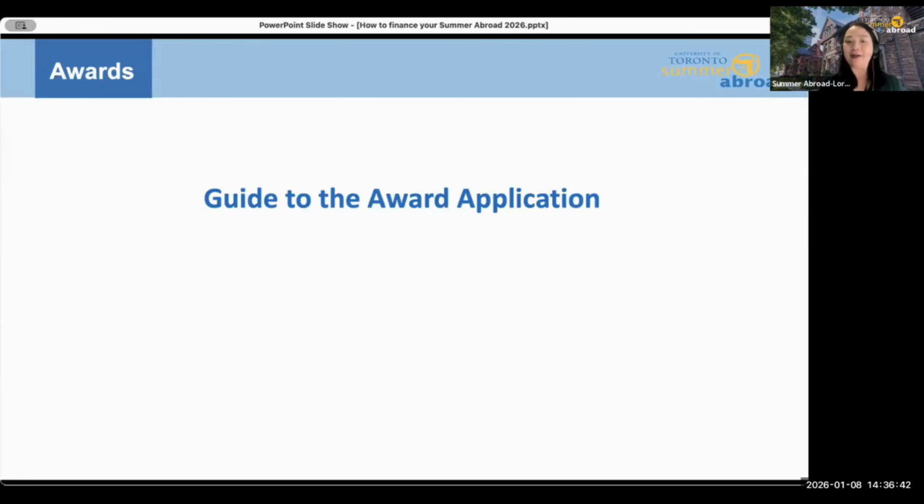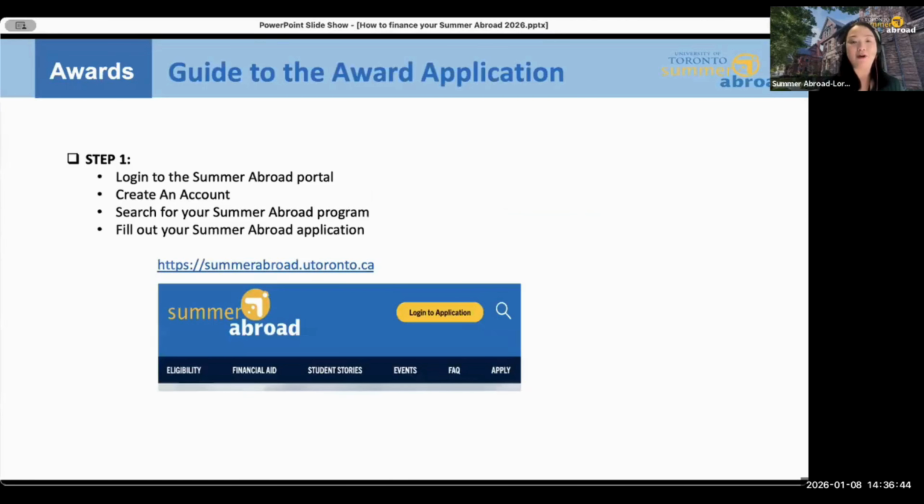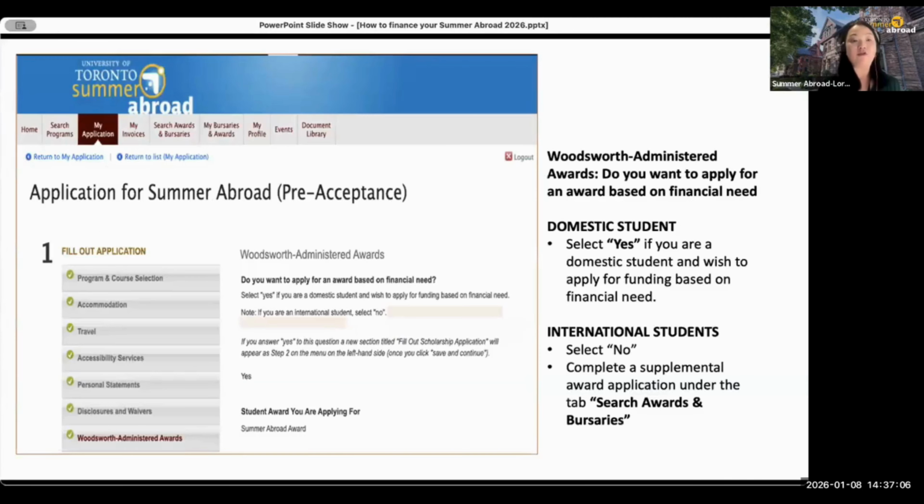So let's talk a little bit about the award application and the form itself. The first thing, if you have not done so already, please do log into the Summer Abroad portal, and the login is right on our website. It's a screenshot on this slide there. Create your profile and really start exploring the different opportunities and understand how the different forms work. What I'm showing right now is a screenshot of the Summer Abroad application.